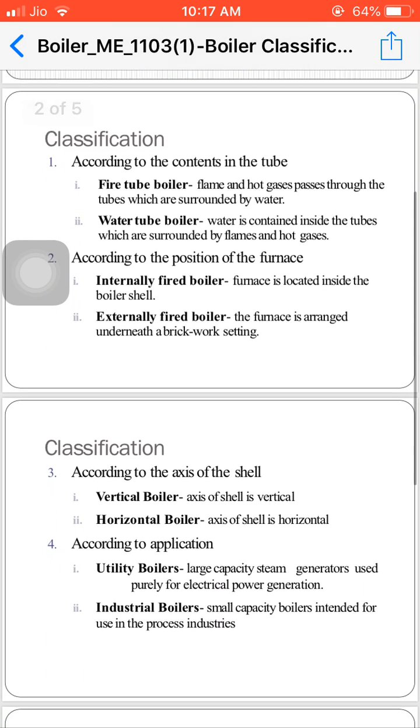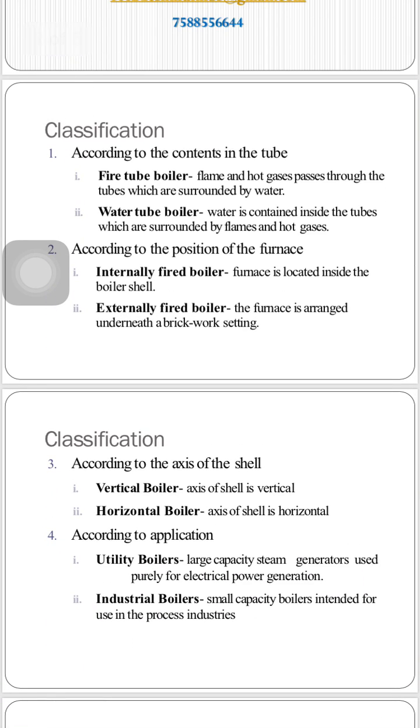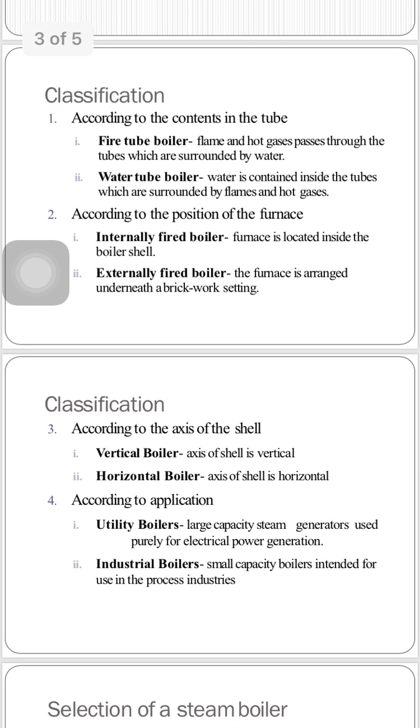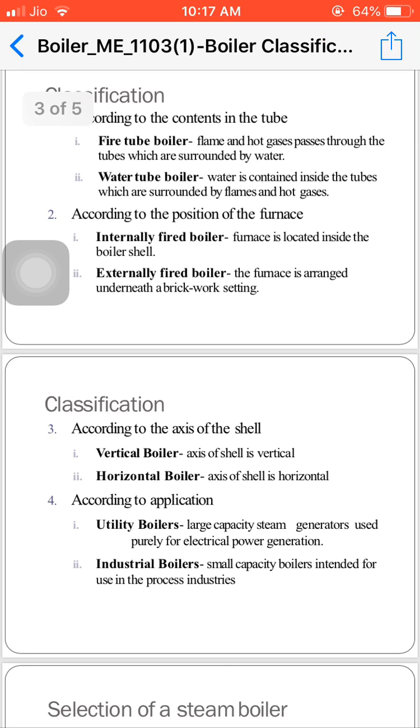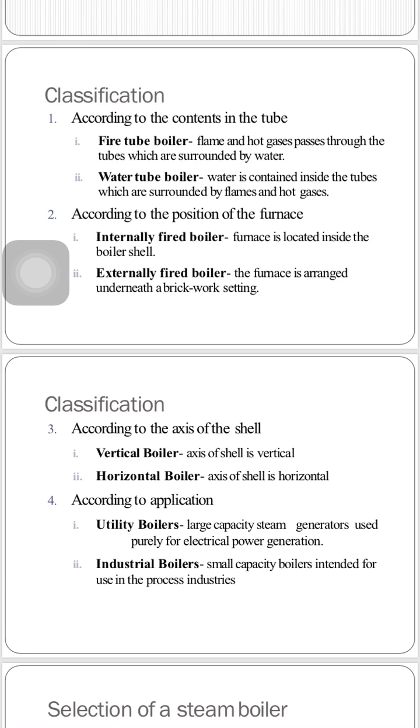The third classification is according to the axis of the shell. There are two types in this classification. First is vertical boiler and second one is horizontal boiler. Vertical boiler means in that type the axis of the shell is vertical, due to that the boiler is known as a vertical boiler, and in horizontal boiler the axis of the shell is horizontal, due to that the boiler is known as a horizontal boiler.